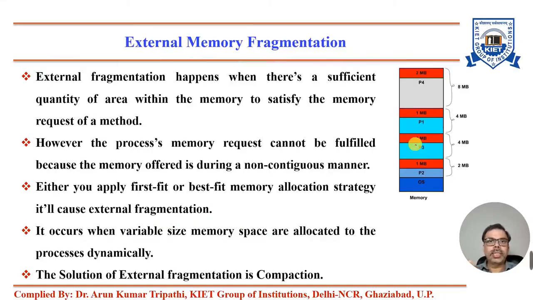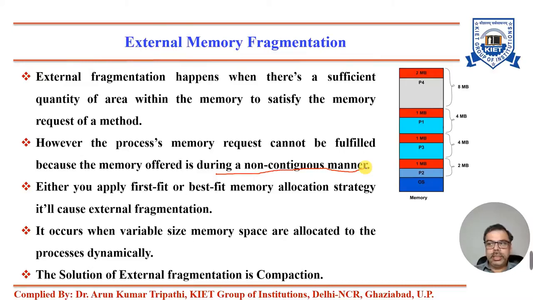The second one is external memory fragmentation. External memory fragmentation happens when there is a sufficient quantity of area within the memory to satisfy the memory request of a process, however the process request cannot be fulfilled. This is because the memory space is not continuous. Either you apply first fit or best fit memory allocation techniques, these memory techniques cause external fragmentation.